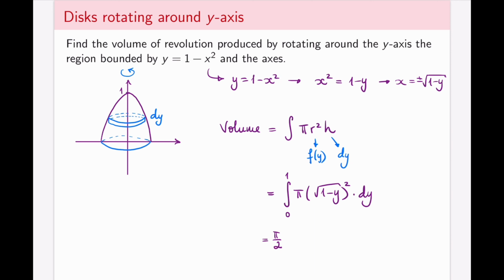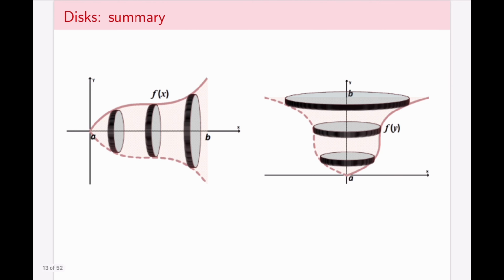Let's now summarize what we have seen with disks. We have seen basically two different ways to use disks, and that is to rotate around the x-axis to produce the volume of revolution, or to rotate around the y-axis. And in each case, the formula, so to speak, was a little bit different. So let's just make sure that we can generalize and then be able to use this general setup to compute specific integrals. So when we rotated around the x-axis, first of all, this is what we got.